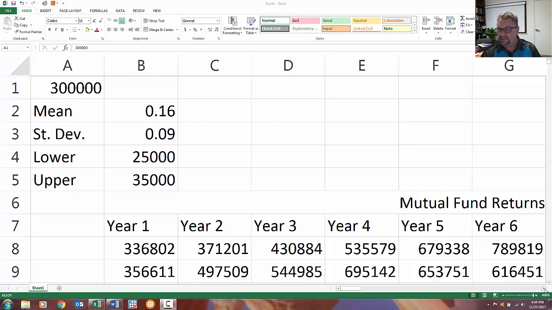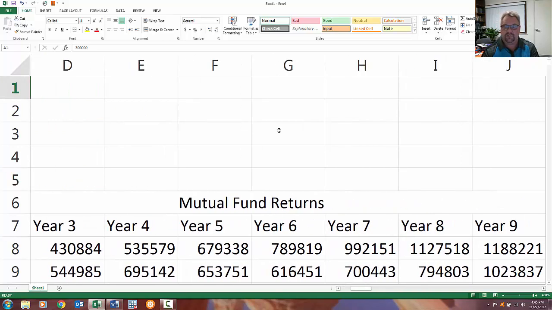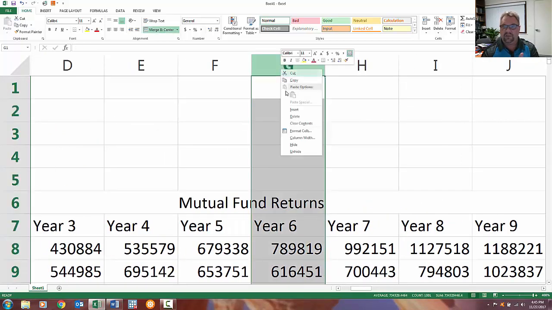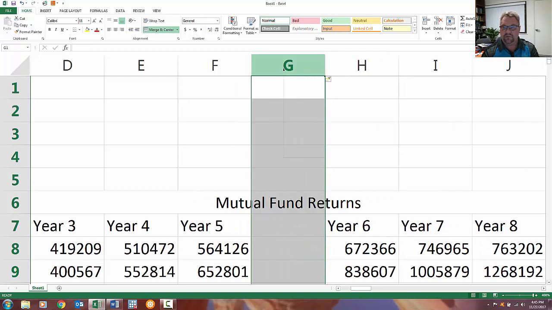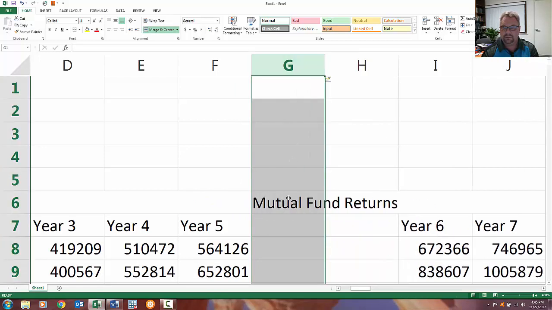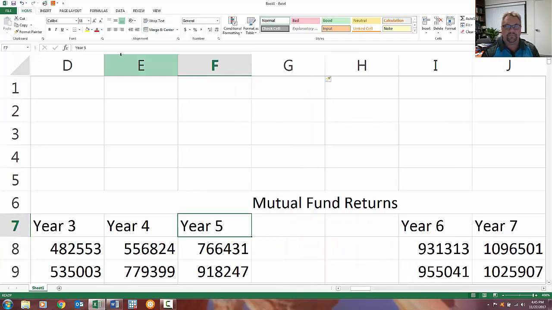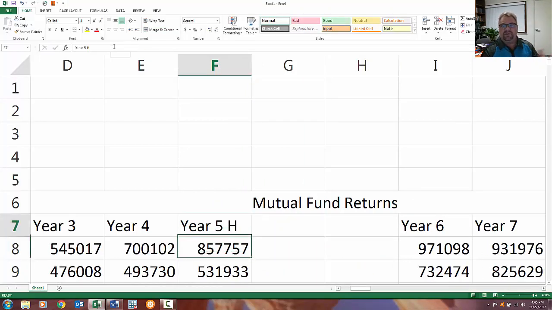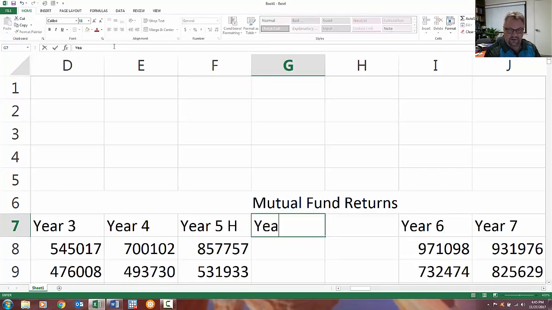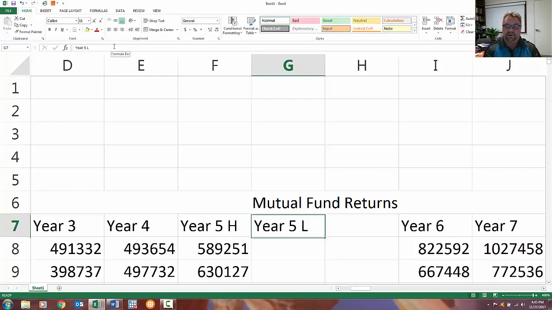So the way I like to do this is I'm going to start here with my mutual funds, and I'm going to insert 2 columns. Okay, and so I'm going to call the first one year 5. I like to just call it H, or no recession, whatever you want. But these are the high returns, and then year 5 low. This is the returns that I'm going to get if I have a recession.